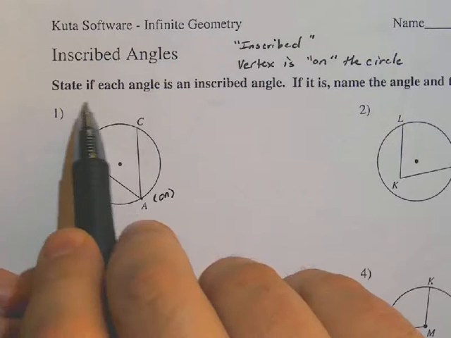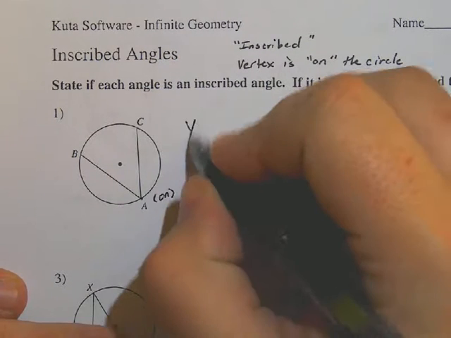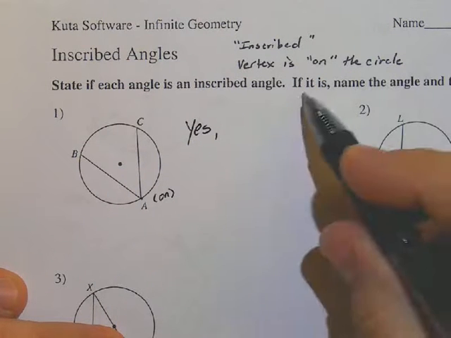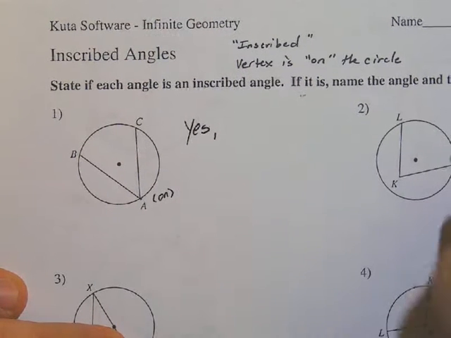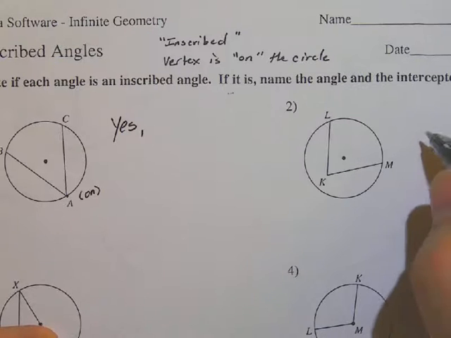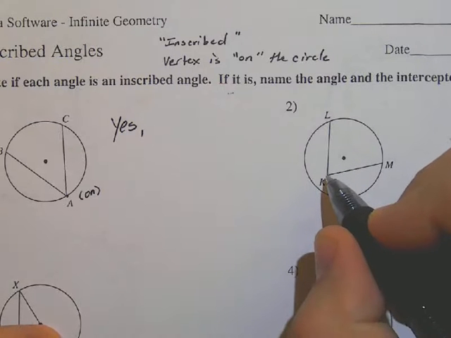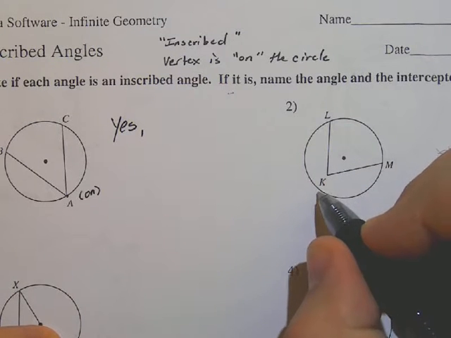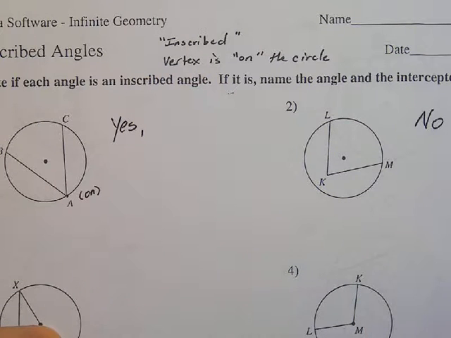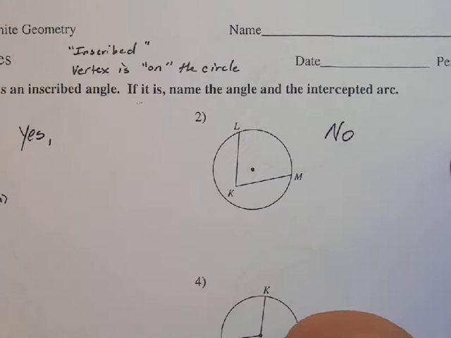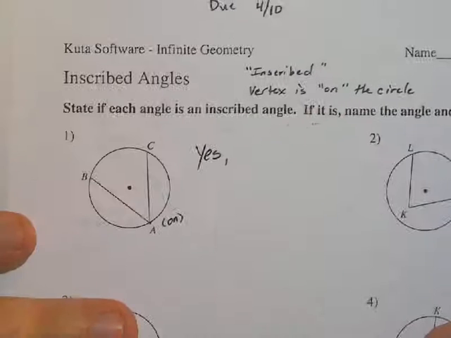So it says, is this an inscribed angle? If it is, then name the angle and the intercepted arc. If it's not, then don't worry about it. So this one over here, number 2, that vertex is not on the circle, so you can just put a no over here. And you don't have to name anything because it said no.